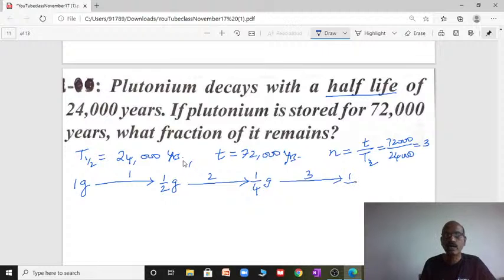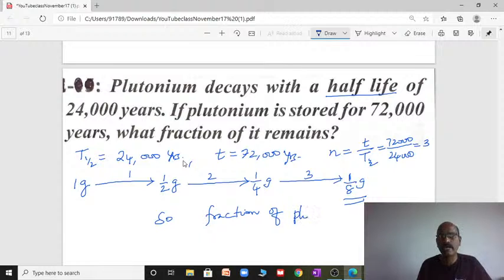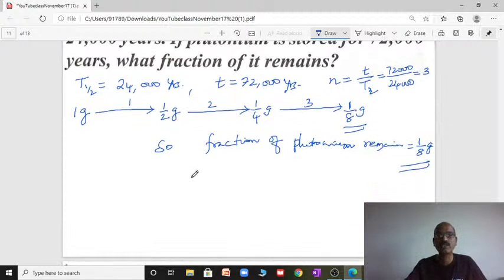1/4 becomes 1 by 8 gram in the third half-life. How much fraction is left over? 1 by 8 gram. So the fraction of plutonium that remains is 1 by 8 gram. This is the correct answer. 1 by 8 gram of plutonium remains. Yes, let us go for the last question.